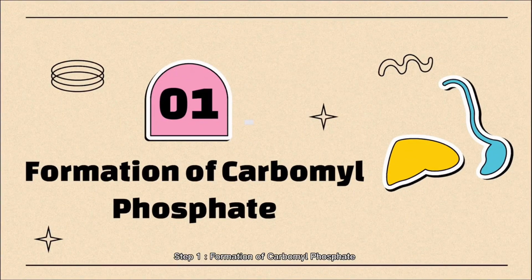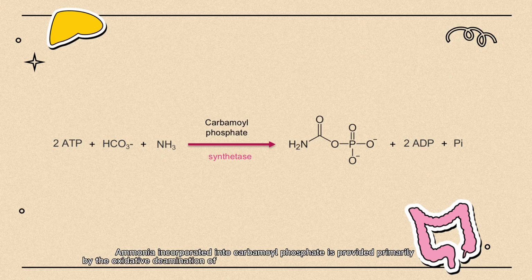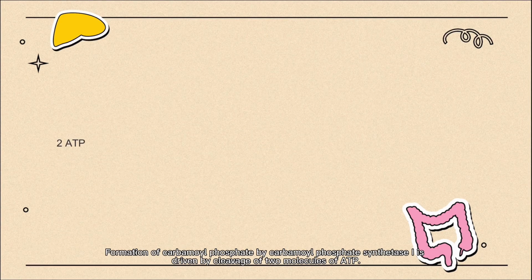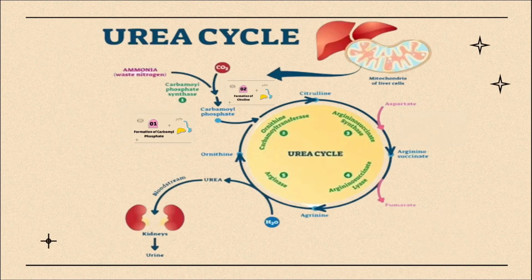Step 1. Formation of carbamoyl phosphate. The ammonia incorporated into carbamoyl phosphate is provided primarily by the oxidative deamination of glutamate by mitochondrial glutamate dehydrogenase. Formation of carbamoyl phosphate by carbamoyl phosphate synthetase I is driven by cleavage of 2 molecules of ATP. The carbon and oxygen of urea are derived from CO2.